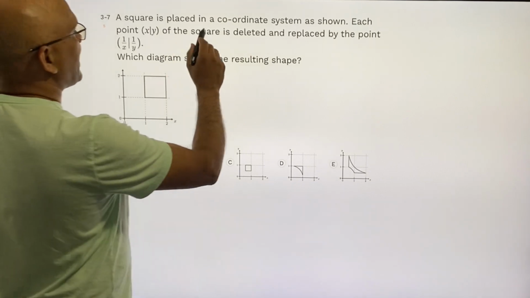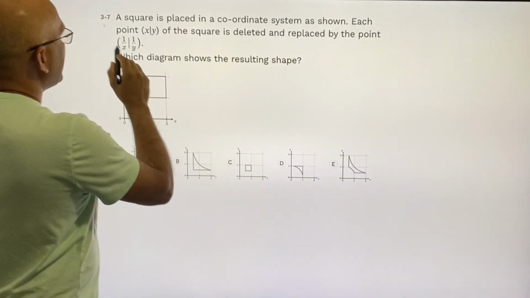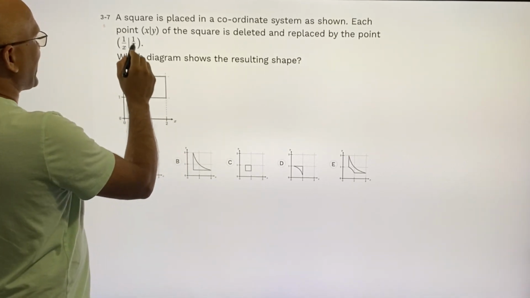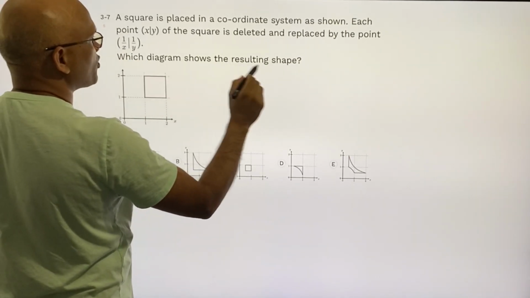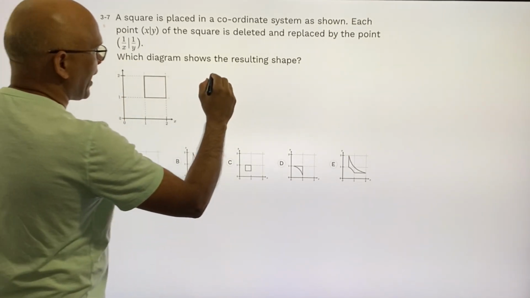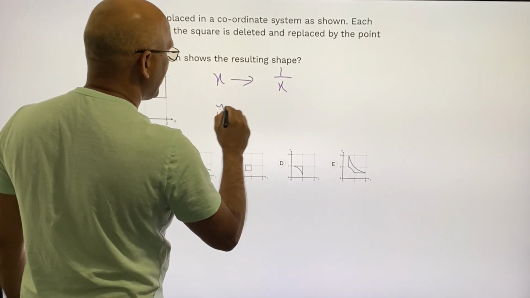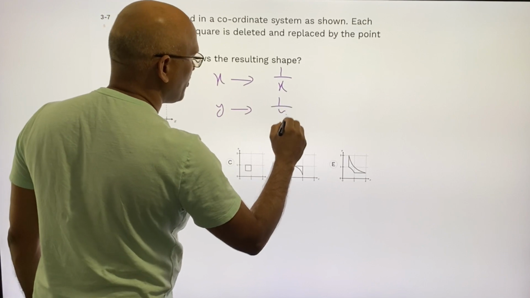A square is placed in a coordinate system. Each point (x, y) of the square is deleted and replaced by the point (1/x, 1/y). Which diagram shows the resulting shape? Okay, so x transforms to 1 over x and y transforms to 1 over y.